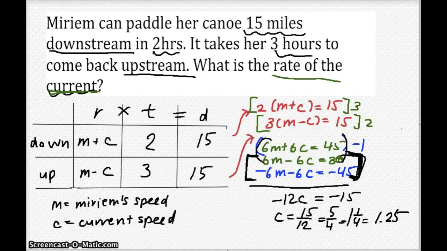So let's write that in orange. The answer is the current speed, the rate is 1.25 miles per hour.